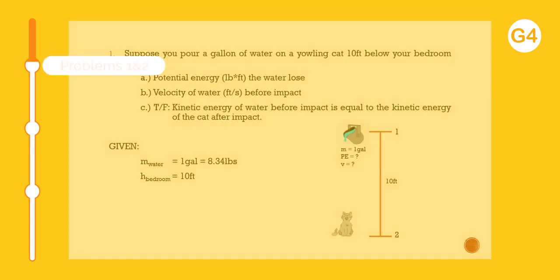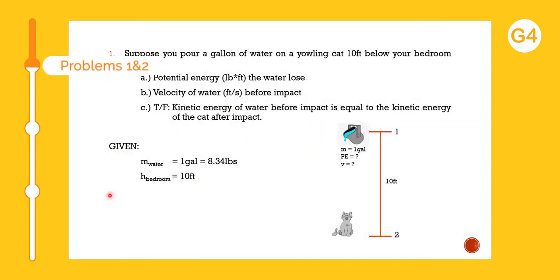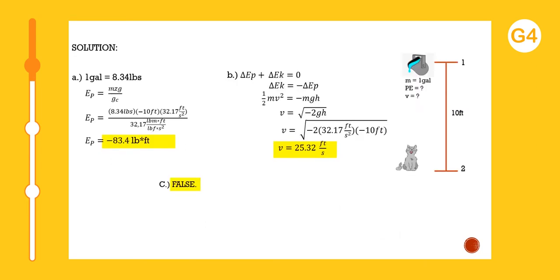Number 1. Suppose you pour a gallon of water on a yawning cat 10 feet below your bedroom window. Record the potential energy the water loses, the velocity of water before impact, and true or false if kinetic energy of water before impact is equal to the kinetic energy of the cat after impact. Given are the mass of water, which is 1 gallon or 8.34 pounds, and the height of bedroom, which is 10 feet. Solution for A.